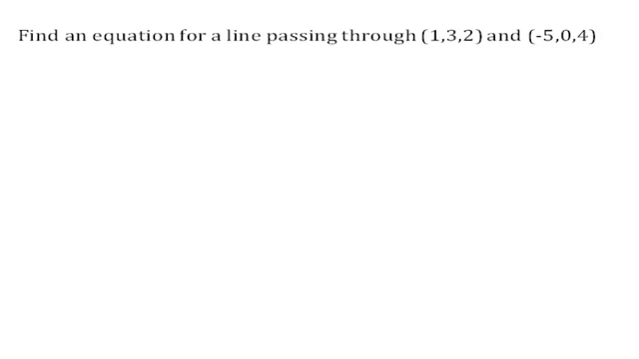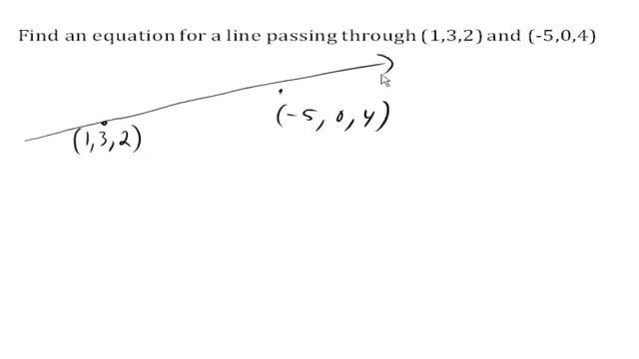We want to find the equation of a line passing through the points (1, 3, 2) and (-5, 0, 4). We can imagine these are points out here in space somewhere. So we'll imagine this is the point (1, 3, 2), and there's this other point here, (-5, 0, 4), and we're imagining a line passing through those two points.